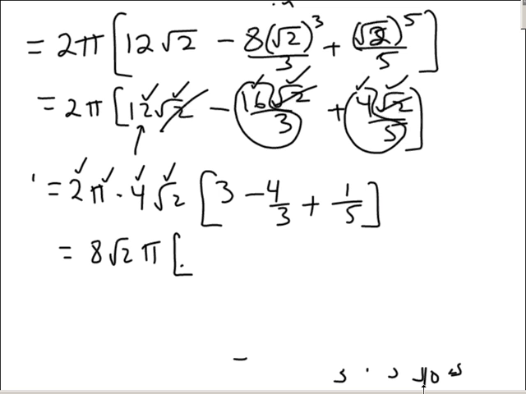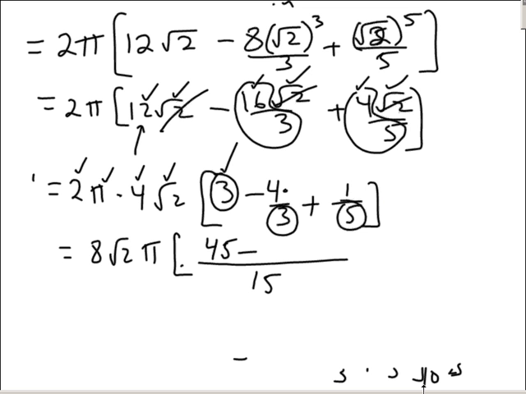Now we need to clean up what's inside the brackets. I'm going to write it all over 15. The first common multiple between 3 and 5 is 15. I multiply this number by 15 over 15, I get 45 over 15, and 45 over 15 is 3. Minus, I multiply top and bottom by 5, I get 20 over 15. Here I multiply top and bottom by 3, and I get 3 over 15.